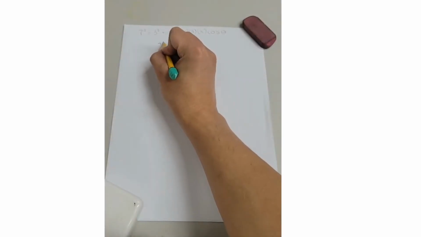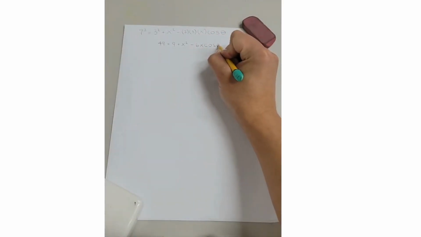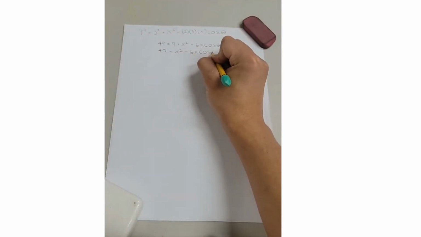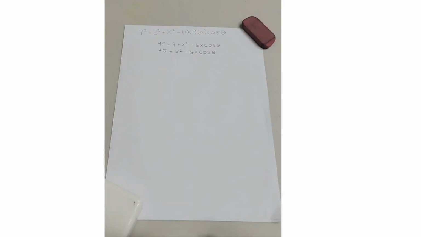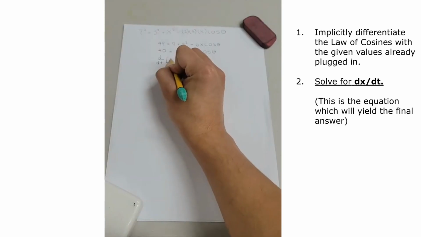Recall that the question asks for the velocity of the piston, and because the velocity of the piston is the derivative of x with respect to time, let's use the formula we've identified as the law of cosines and implicitly differentiate and solve for the derivative of x with respect to time t.